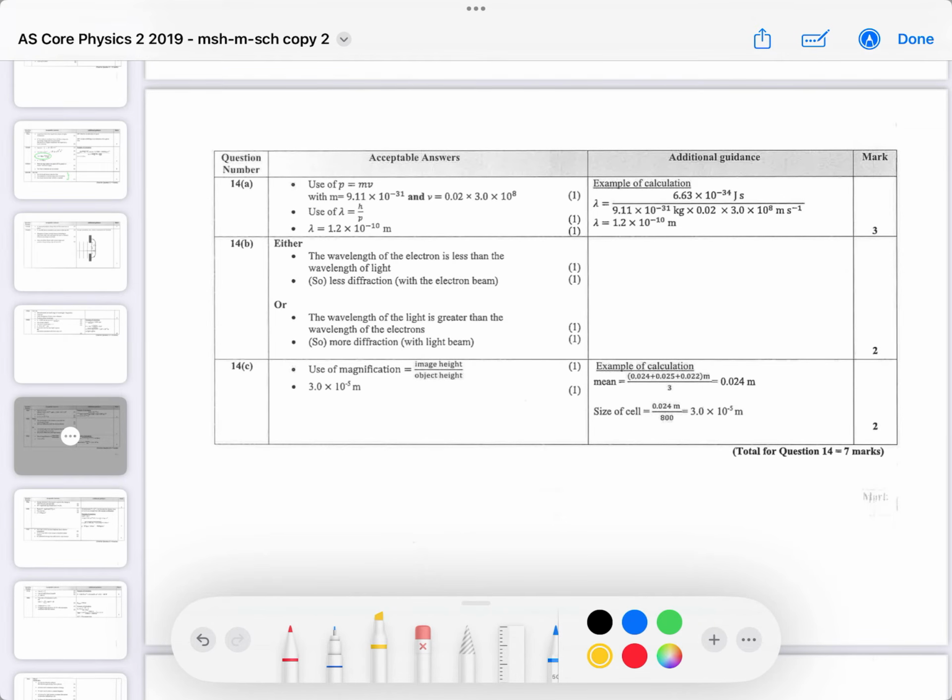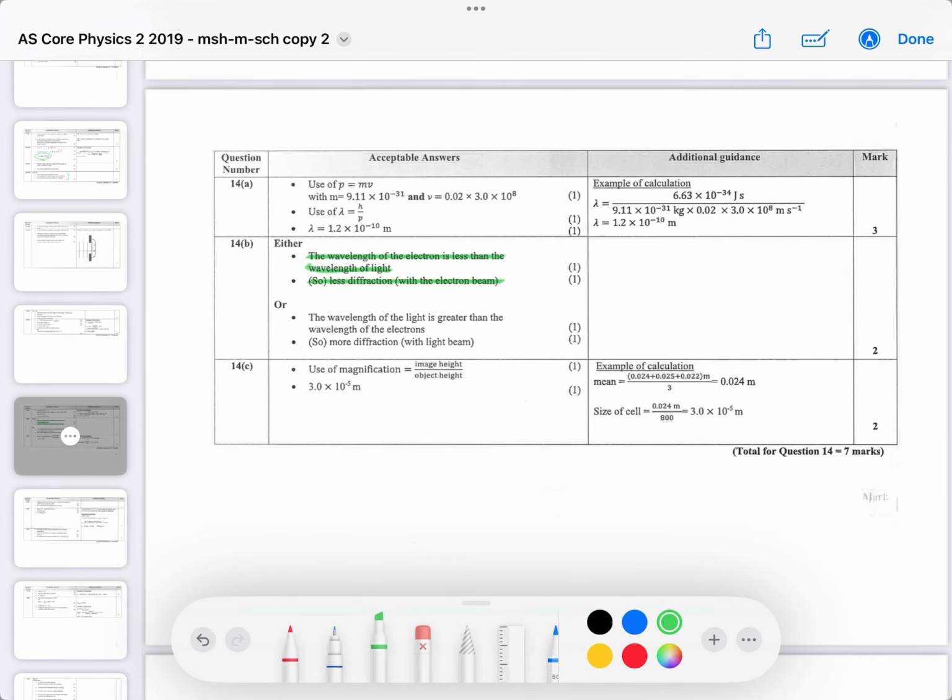So they said that the wavelength of the electron in the answer is less than the wavelength of light, 1,000 times less. So there'll be less diffraction with the electron beam, and they haven't given enough detail as far as I'm concerned. They haven't mentioned resolution. So a smaller wavelength creates a better resolution.